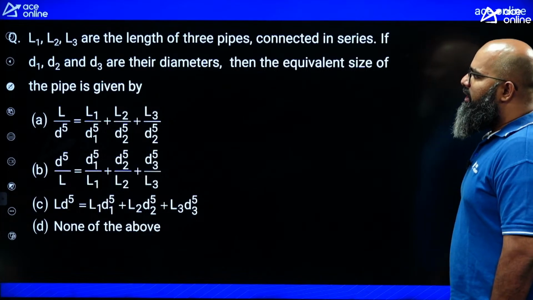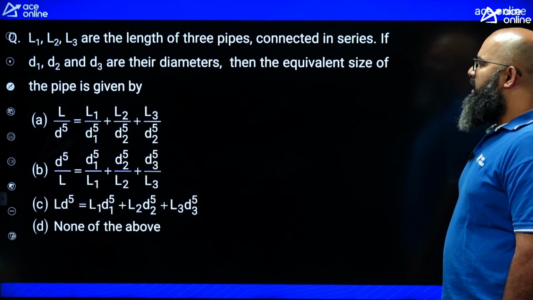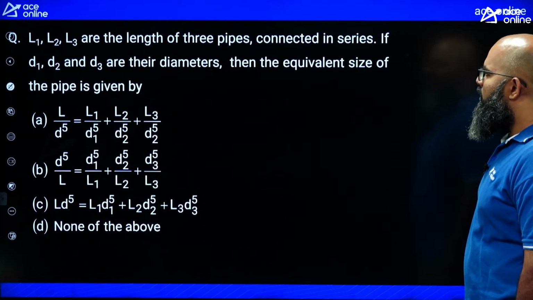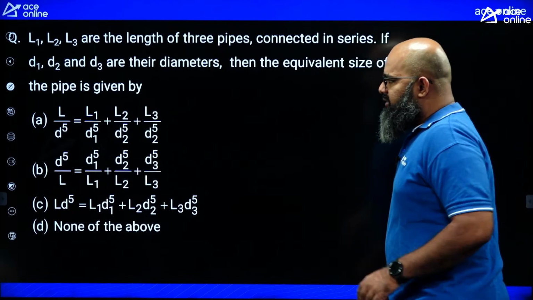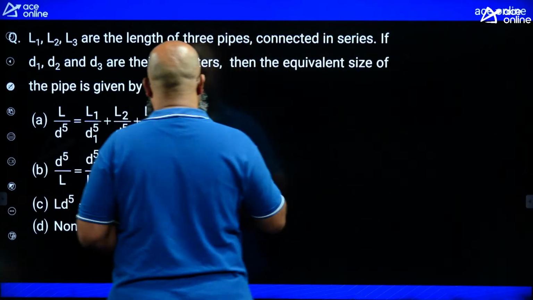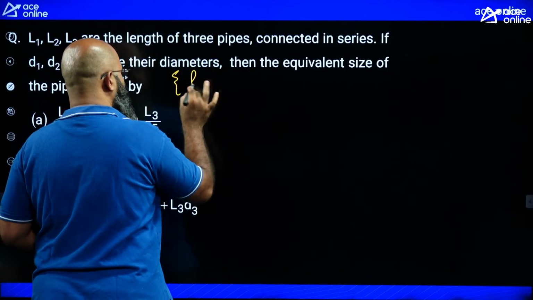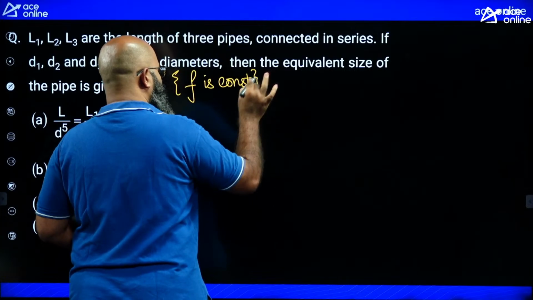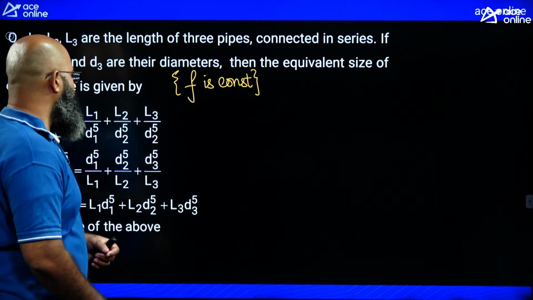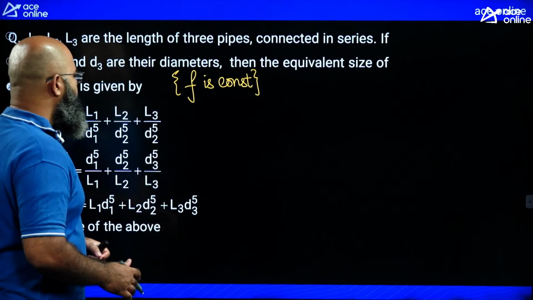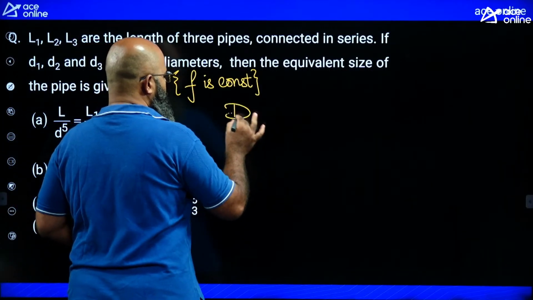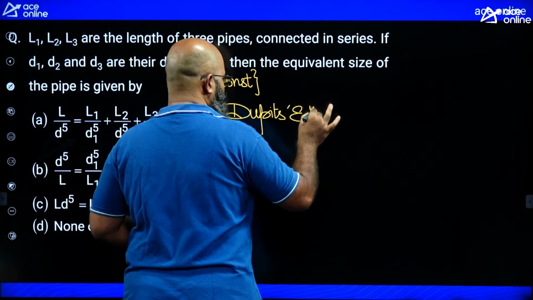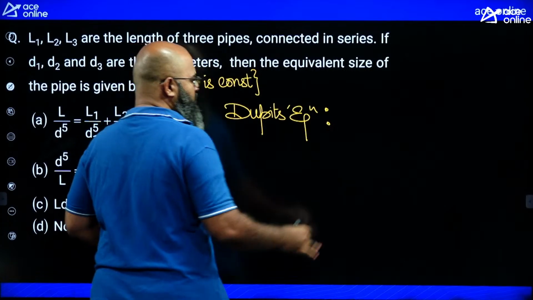Next thing, L1, L2 and L3 are the lengths of 3 pipes connected in series. If the diameters are D1, D2 and D3, then the equivalent size of the pipe is given by what? So basically he is assuming friction factor over here is a constant. F is constant. If F is constant, then we use something called Dupit's equation.